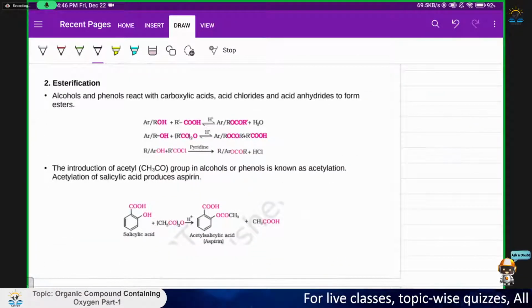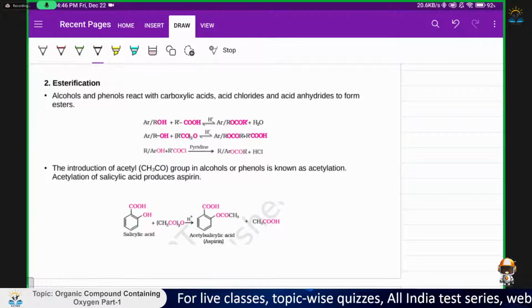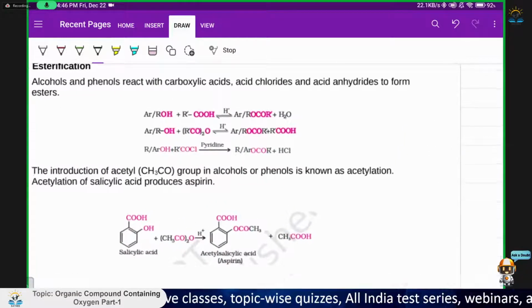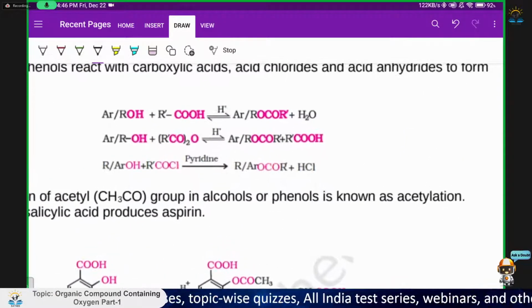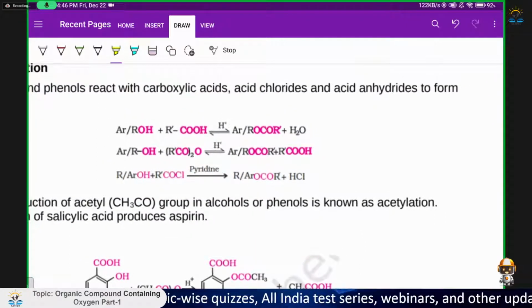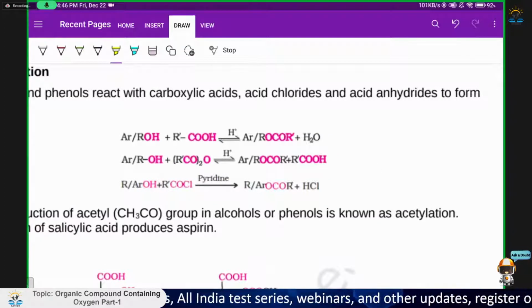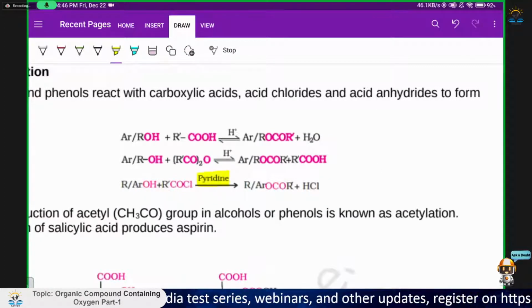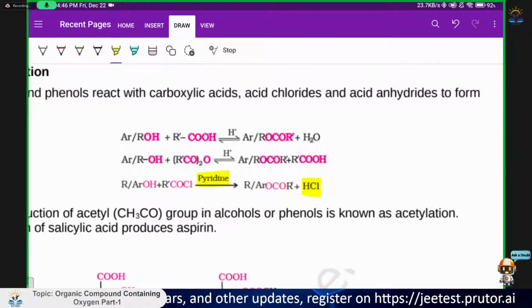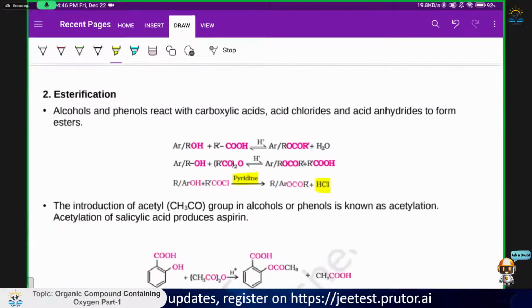Now esterification reaction. Alcohols and phenols react with carboxylic acids, acid chlorides and acid anhydrides to form esters. And the thing to note here is that in this reaction with acyl chloride, we use pyridine because we know pyridine is a base, so it reacts with the HCl produced here, so that the reaction will go forward.